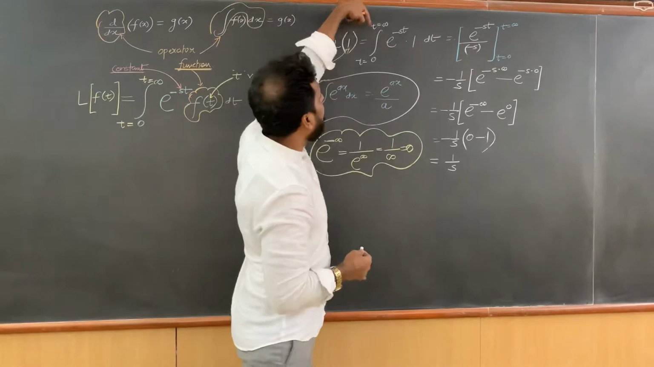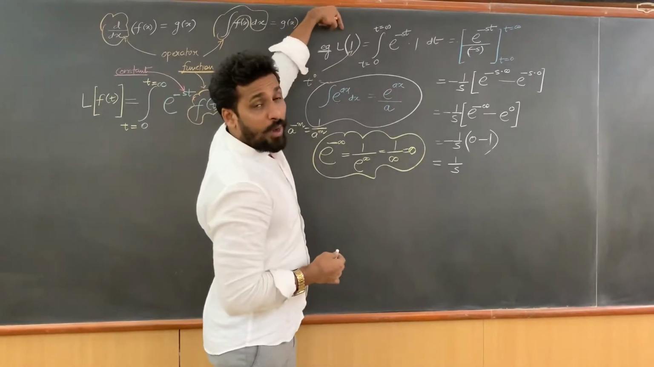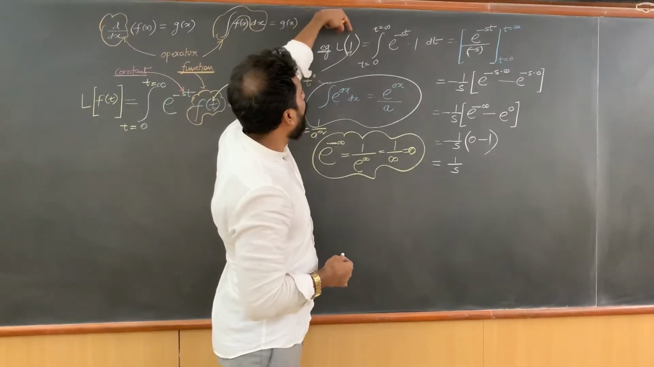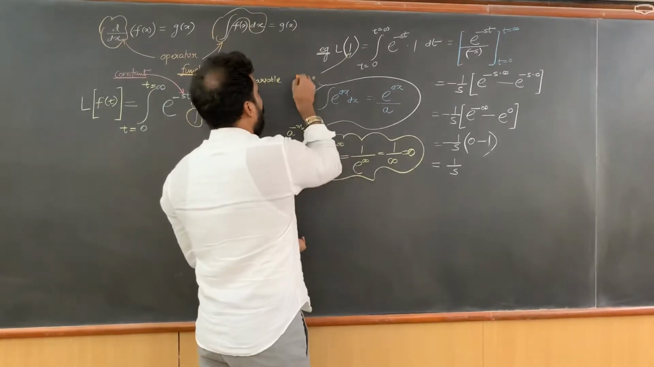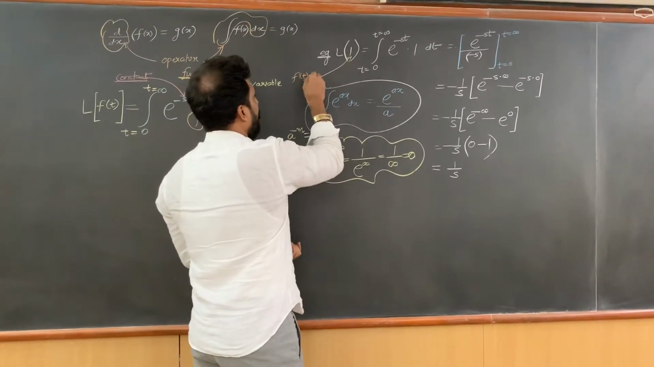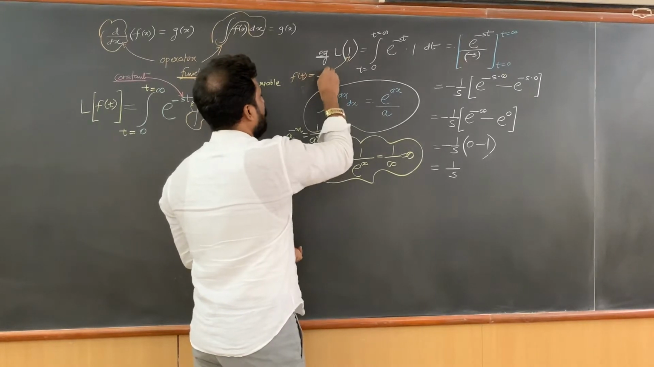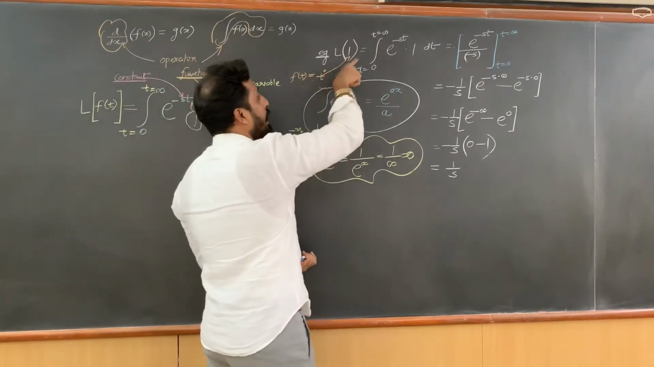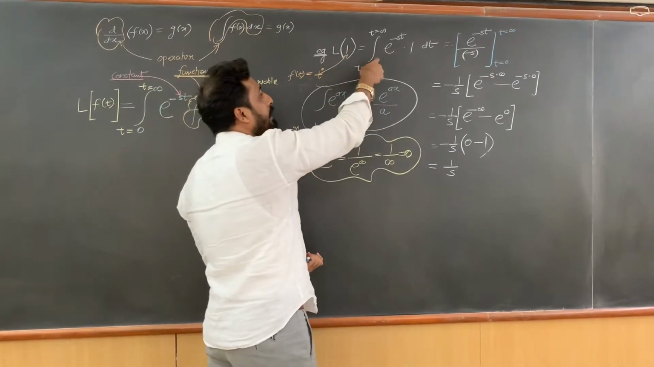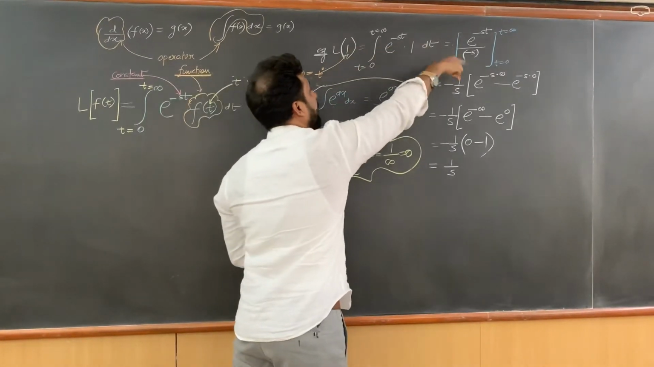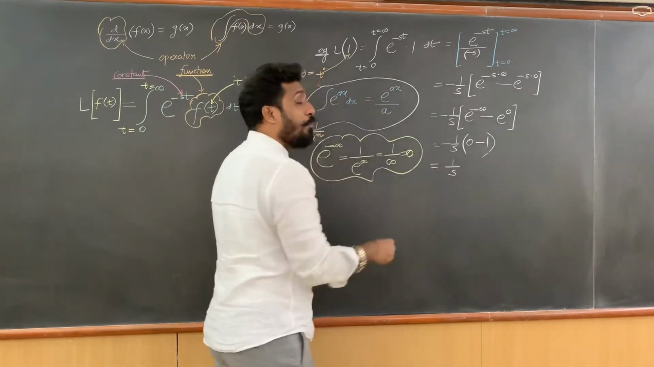See, I started my problem with 1. I need to find the Laplace of 1. 1 is a function of t. It is equal to t raised to 0. I have evaluated an integral because I now know that Laplace is an integral. So I have evaluated the integral and my answer came 1 upon s.